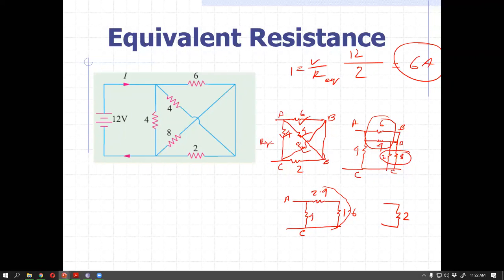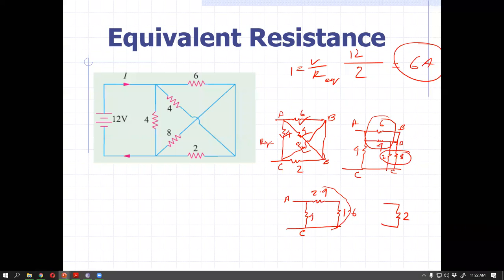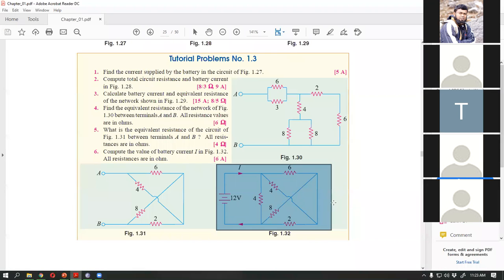So clear? Yes, sir. Sir, this equation is easy, but the circuit diagrams in the question are hard to understand. No, all are easy. At first, understand this circuit. At first we need to find out the position. If you find out the position, then this circuit is easy. Clear? Yes, sir. So all are easy. Just another way.